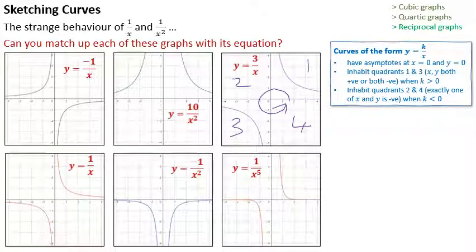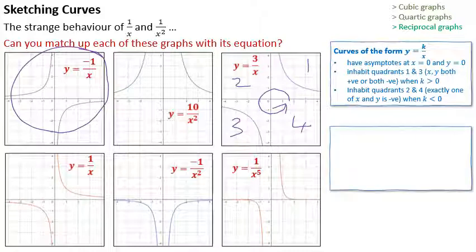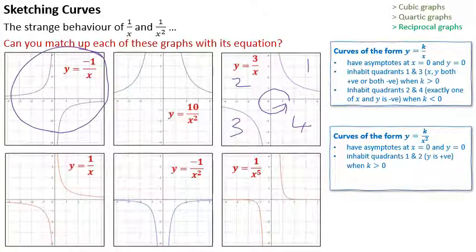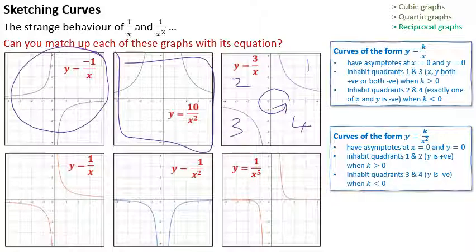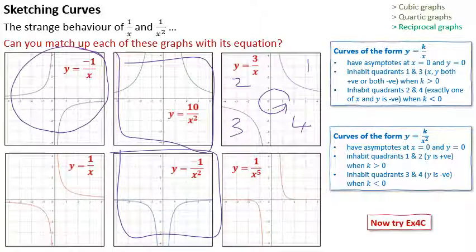The other alternative is that the curve appears in the second and fourth quadrant, just like with this example over here, y equals minus 1 over x. That happens when you have a negative number on the top of your fraction. Now, if we're looking at curves of the form y equals k over x squared, then we get a slightly different effect. We'll still have asymptotes on the y-axis and the x-axis, but the curve will either be in quadrants 1 and 2, like in this one, and that happens whenever the number on top is positive, or it will be in quadrants 3 and 4, like this one, and that happens whenever the number on the top is negative.